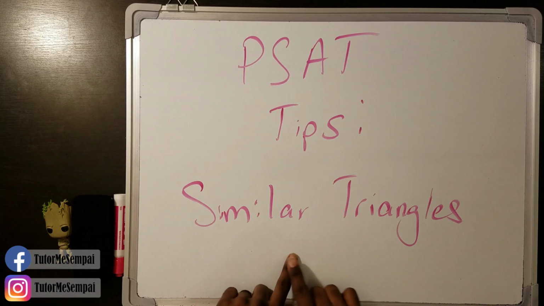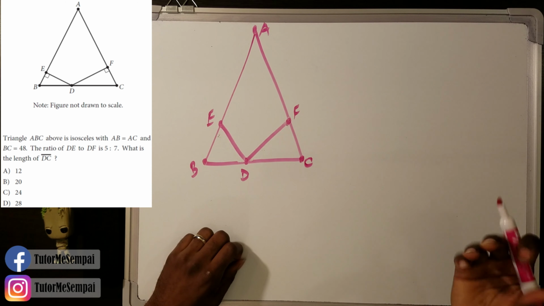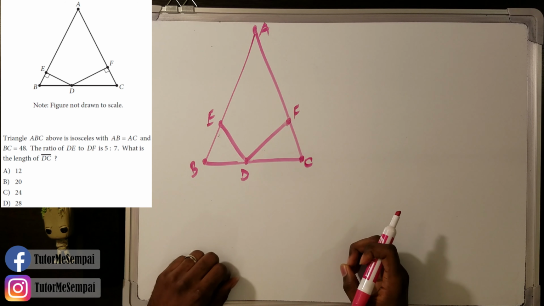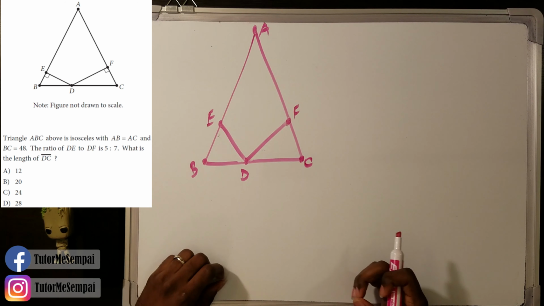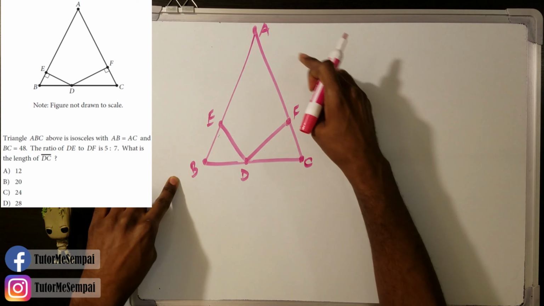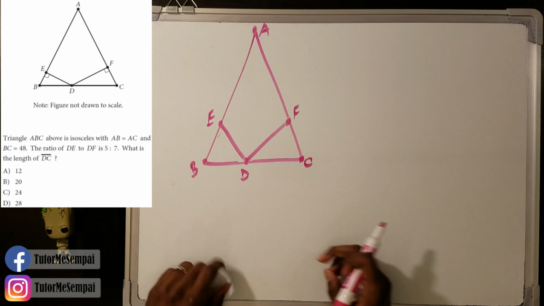Without further ado, let's talk a little bit more about these similar triangles. When we're discussing geometry questions that may show up on the PSAT, similar triangles is something that comes to mind. Here we have a triangle ABC that is isosceles, AB equal to AC. So this side is equal to this side. We know that BC, this whole length here, is 48. The ratio DE to DF is 5:7. What is the length of DC?